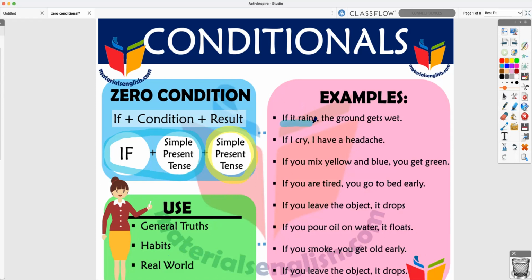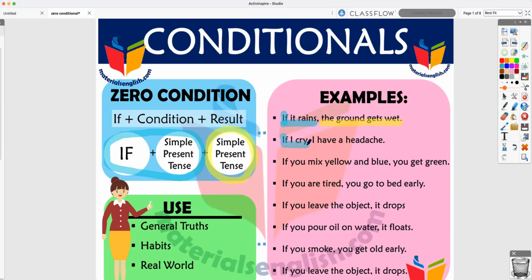So let's see some examples. If it rains, so we have the condition, the if clause, if, si, el sujeto y el verbo, en este caso no tenemos aquí complemento, ¿sí? If it rains, si llueve, the ground gets wet. So the second sentence, notice the second sentence. Si llueve, el suelo se humedece. ¿Sí? Es algo lógico que sucede, usted quiera o no quiera, va a pasar.